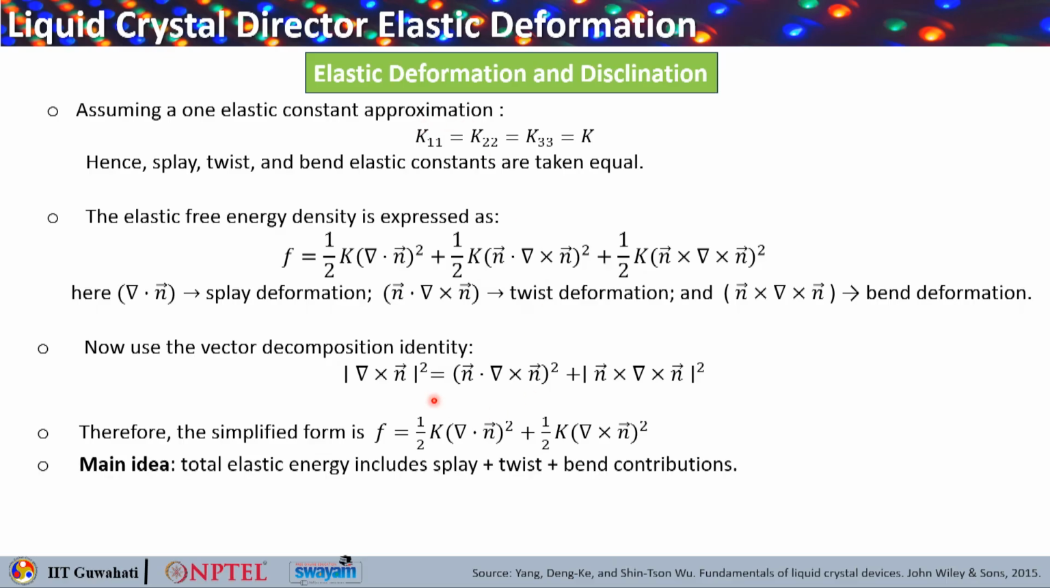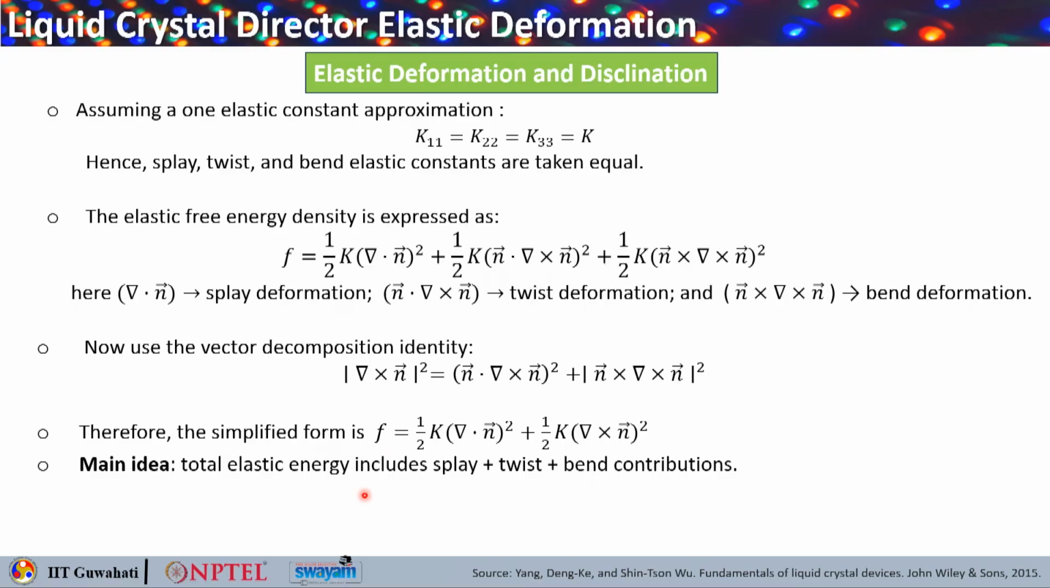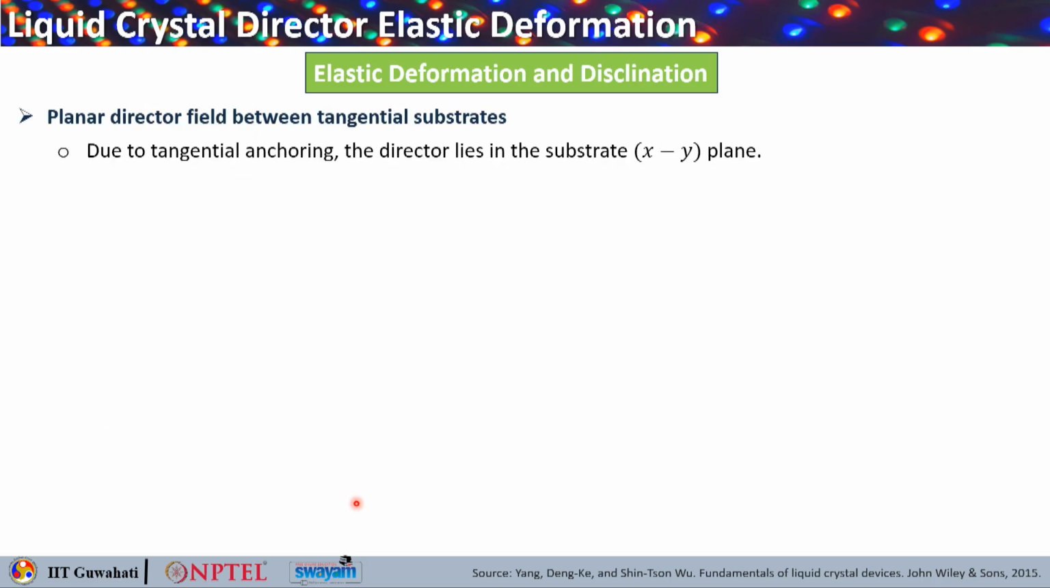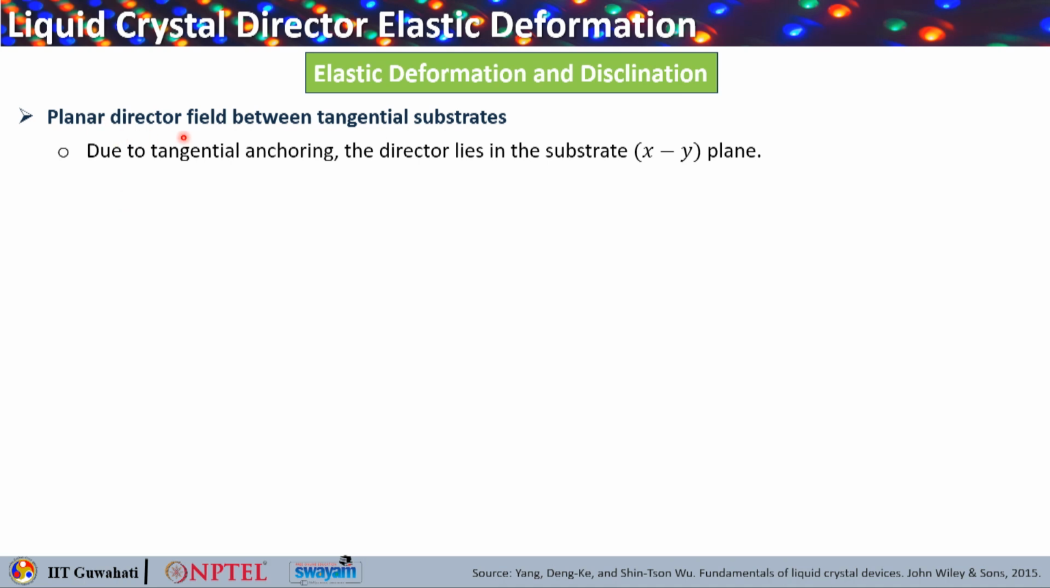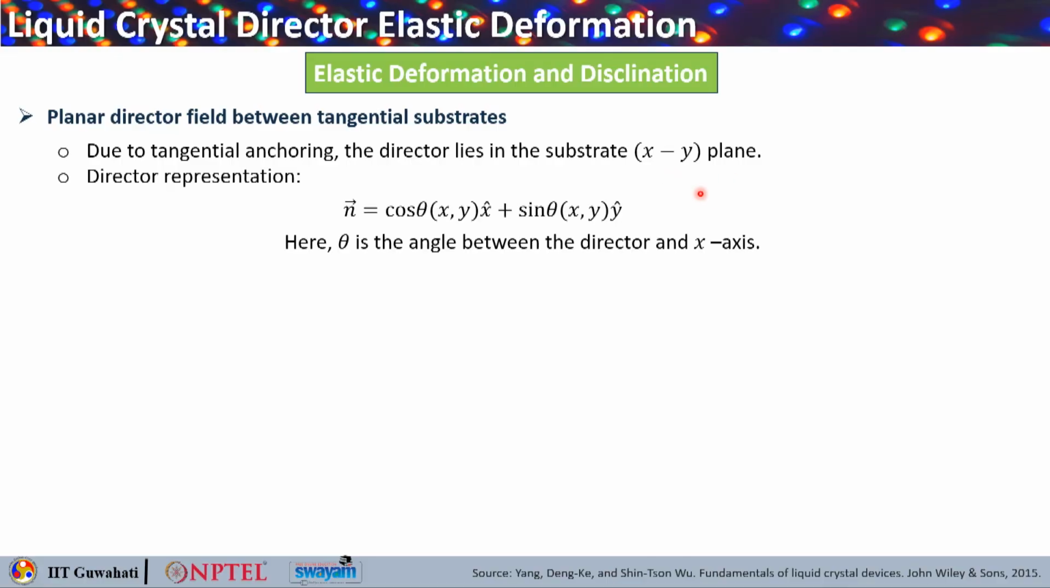So what is the main idea here? So here you can see that the total energy basically includes the contributions from splay, twist and bend altogether. So in this case, the planar director field lies between the tangential substrates, as we mentioned. So this is resulting into tangential anchoring. So the director is basically lying on the substrate's xy plane.